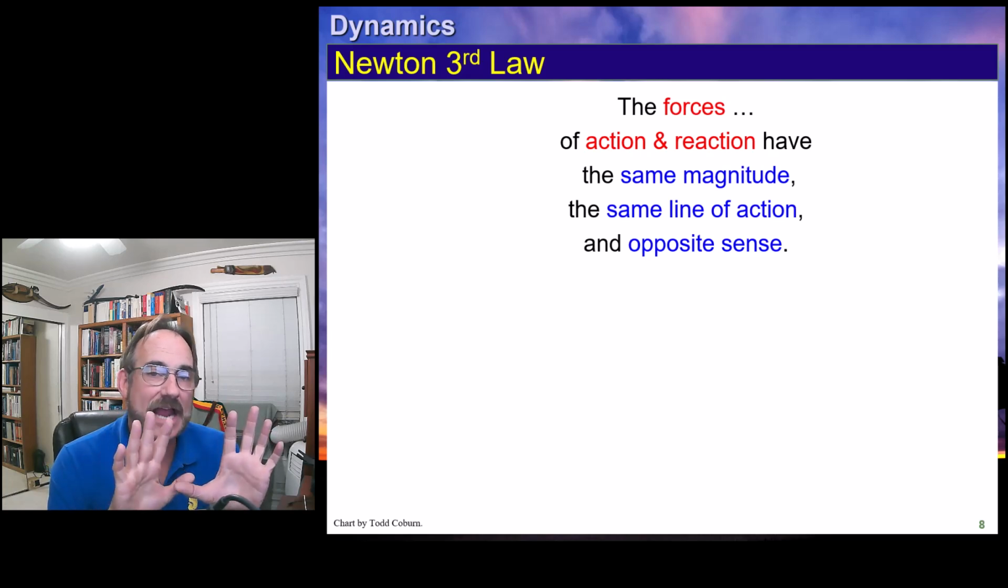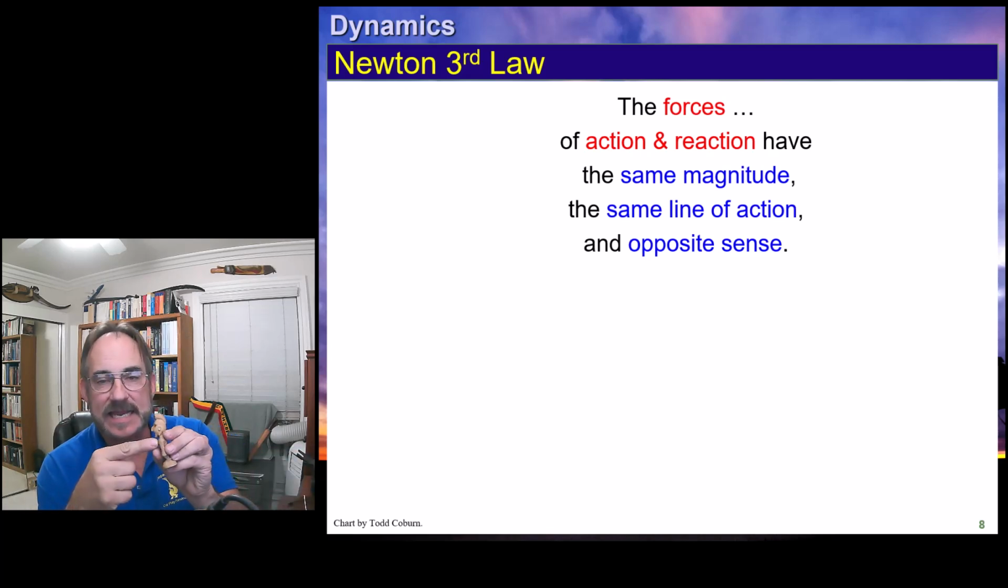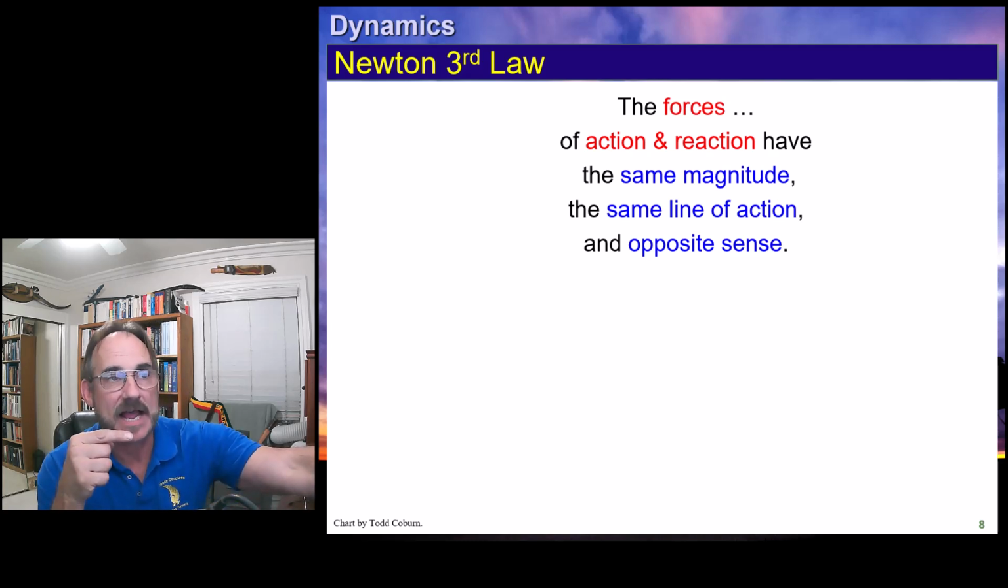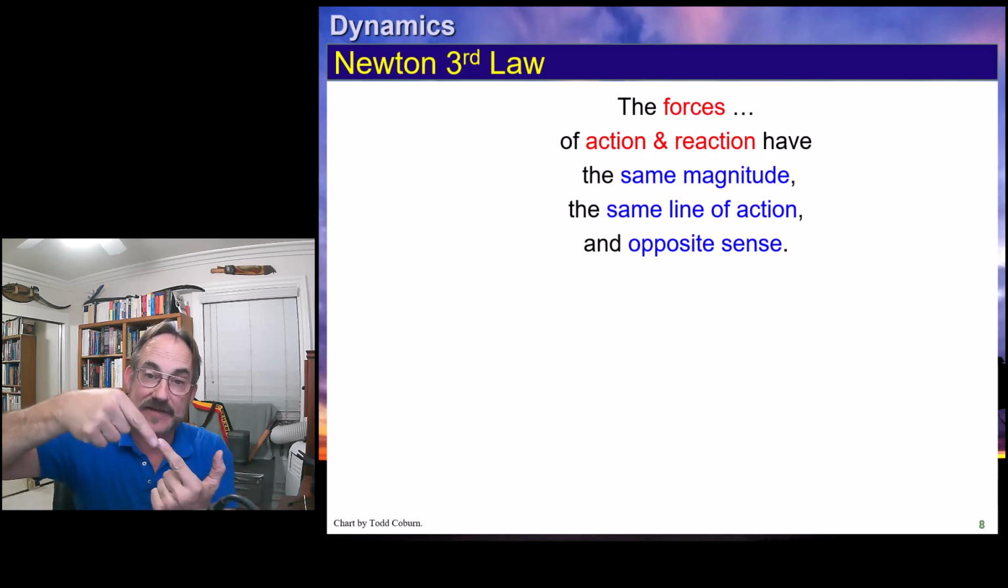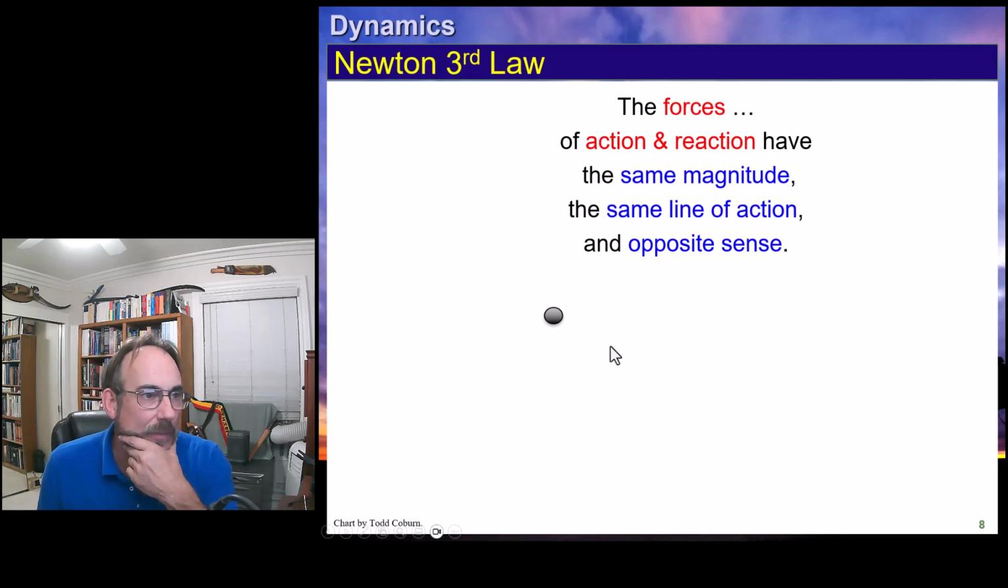So the forces of action and reaction. I press on the little man, and he pushes back with the same force. They have the same line of action because they're equal, right? We push like this, it's going to have the same line of action. The same magnitude and opposite sense, equal and opposite, okay? That idea. All right, let's look at our particle.